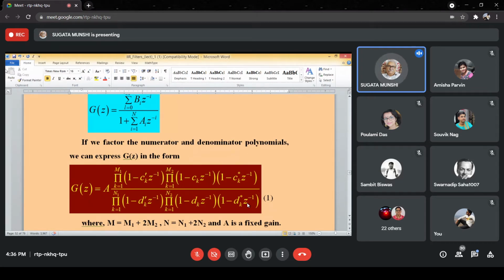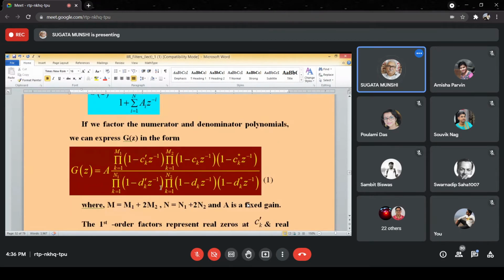In this case, how are these integers M1, N1, M2, N2 related to capital M and capital N? M is M1 plus 2 M2 and N is N1 plus 2 N2. All right. And constant A represents a fixed gain.